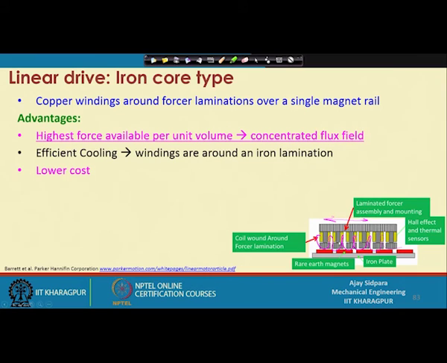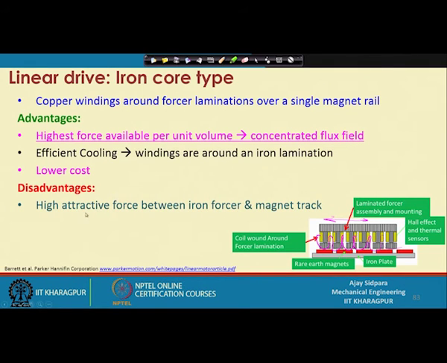Lower cost, because it is simply an extension of the conventional motor. You just unwrap the stator and then use it with a few sensors only. So, the cost is also less compared to the other two categories. But what are the disadvantages here?